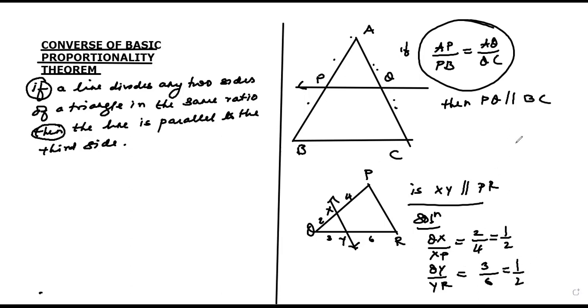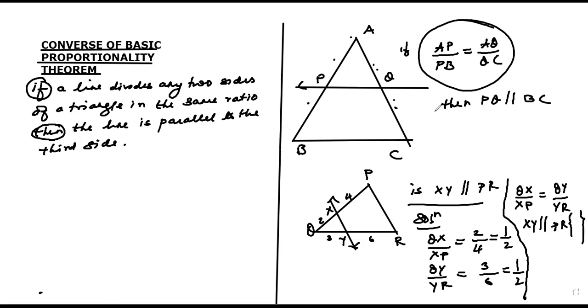Oh, the answers are equal. That means QX upon XP is equal to QY upon YR. Do you agree? The ratios are equal, children. It is dividing the two sides in equal ratio. So I can say XY is parallel to PR by converse of BPT, by converse of BPT.